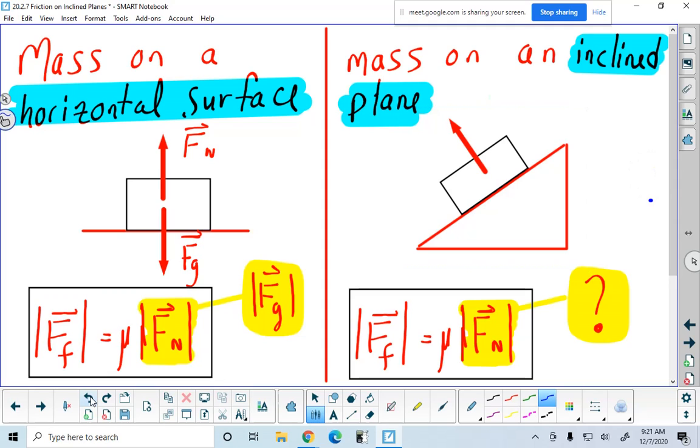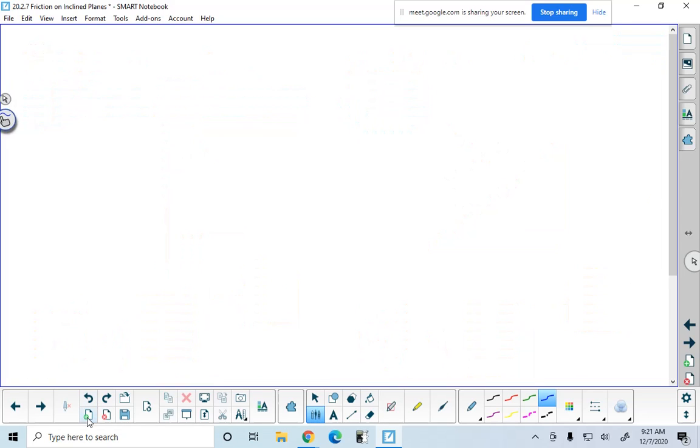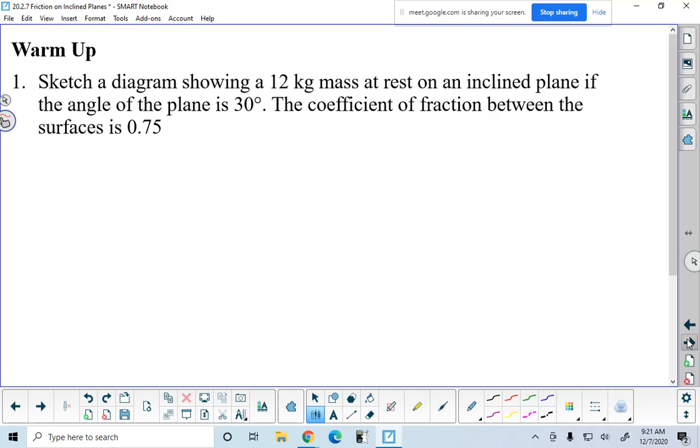You may have gotten used to the fact that you use this formula to calculate force due to friction. But again, you can only get away with that if it's on a horizontal surface. So now let's wade into the lesson.